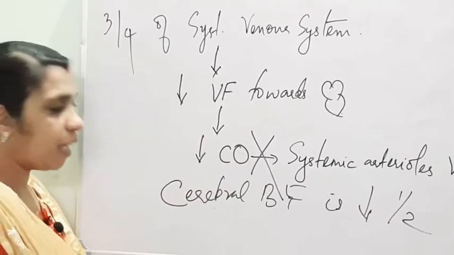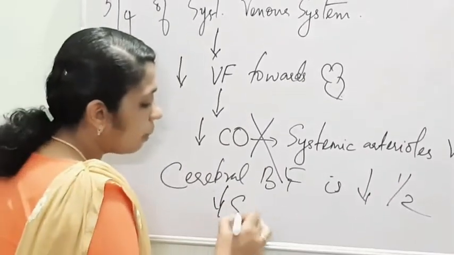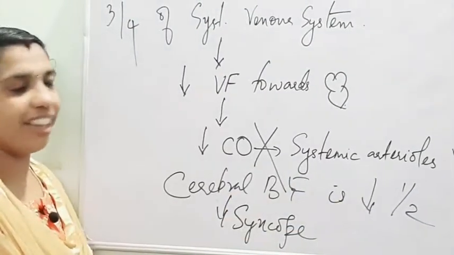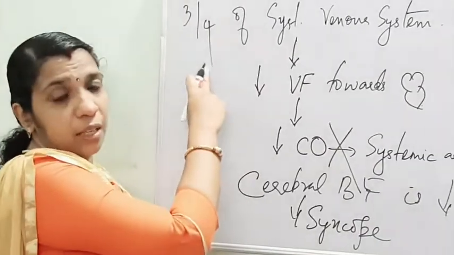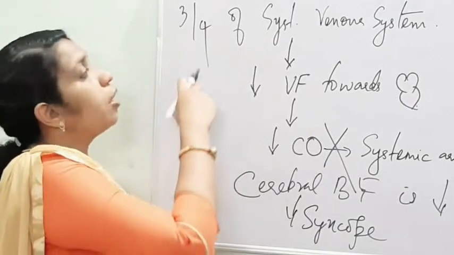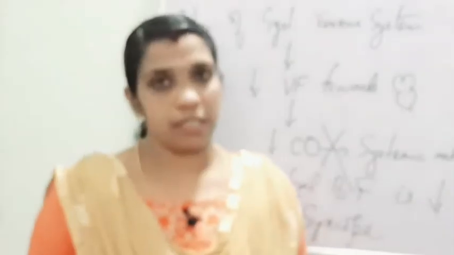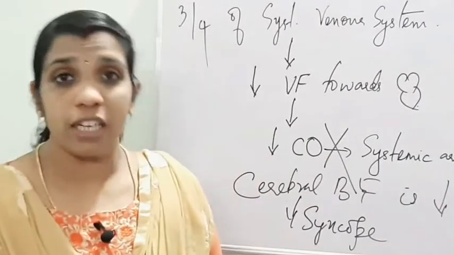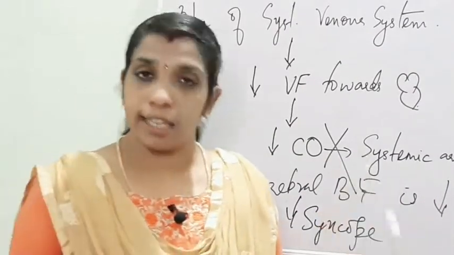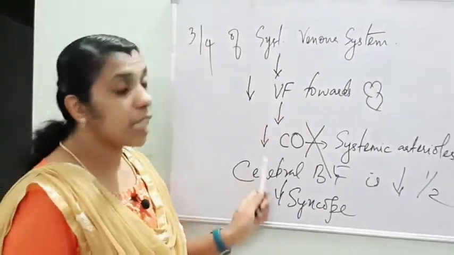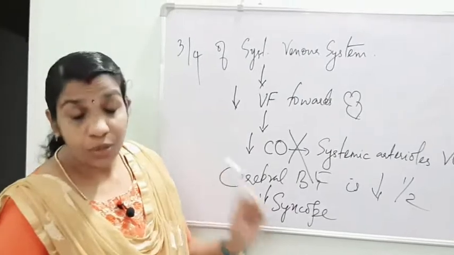Cerebral blood flow will be reduced to half and the person will experience syncope. Understand? So this is the first mechanism which causes syncope. Normally 3/4 of the systemic blood is in the venous system, so there should be normal venous return in order to maintain the cardiac output. When there is reduced venous return, there will be reduced cardiac output.